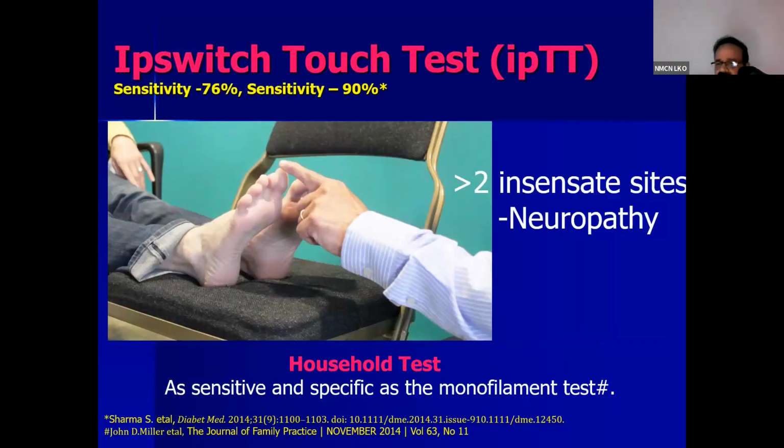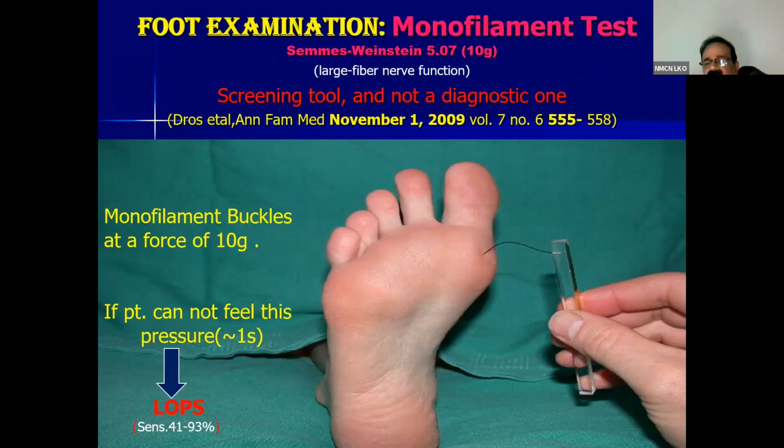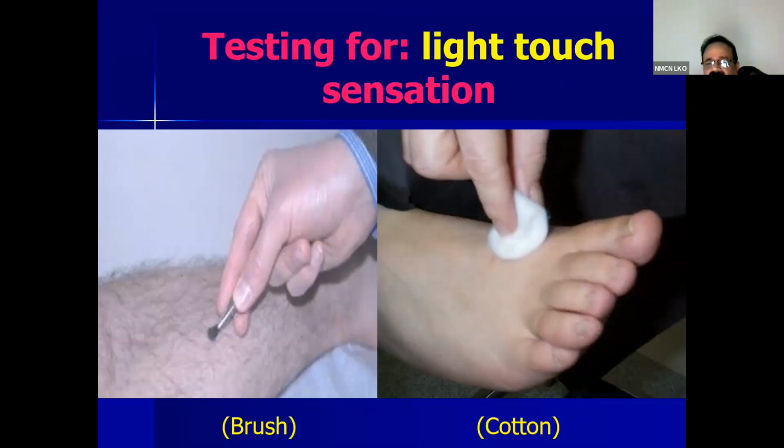Now, what is the Ipswich touch test? In this, after asking the patient to close his eyes, the examiner touches the first, third and fifth toe, the tip of the toe, plus the dorsum of the toe of both feet. Then, if more than 2 insensitive sites are there, it means neuropathy is there. And it is as sensitive and specific as the monofilament test, but it does not require any monofilament. The monofilament is a nylon filament. If it is pressed against the plantar surface of the foot, it buckles at 10 grams of weight exertion. If the patient cannot feel this pressure, that means he has a loss of protective sensation and the chances of getting an ulcer at that particular site are more.